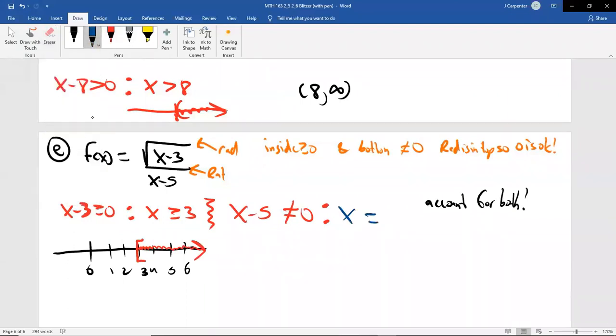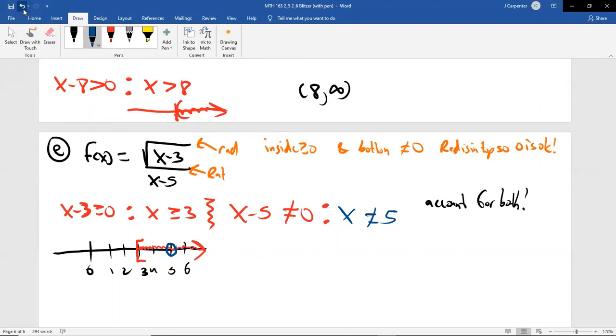So x can't be 5. So here's 5. X can't be 5, so there's a hole there. Which means when you account for both of these things, you can start at 3, you can keep on trucking, keep on trucking, but because you have to account for everything, the 5 would be a problem. It's not a problem in the top, but it is a problem in the bottom, and you have to account for both of these. So you say, oh, let me take the world's tiniest little hop over the 5, and then pick up steam and go to infinity again.